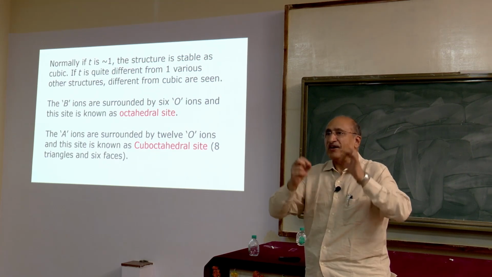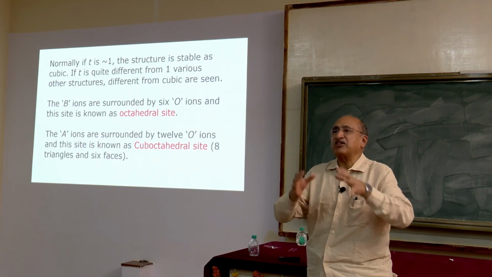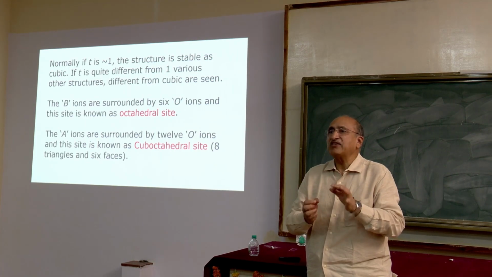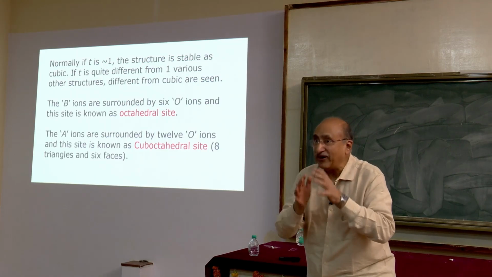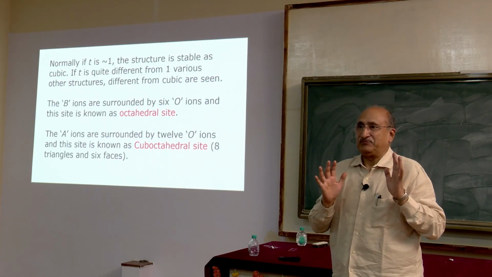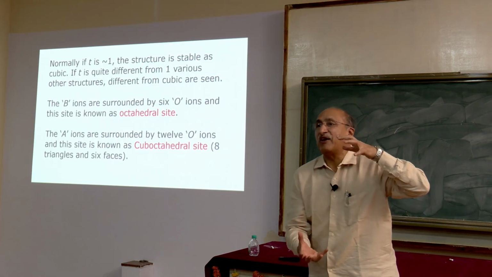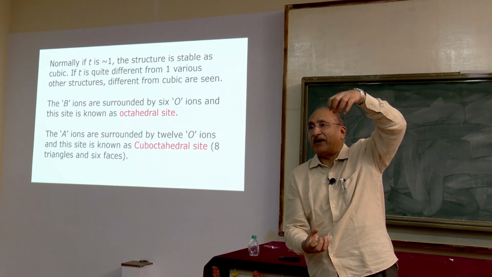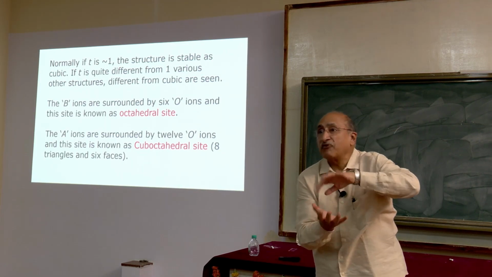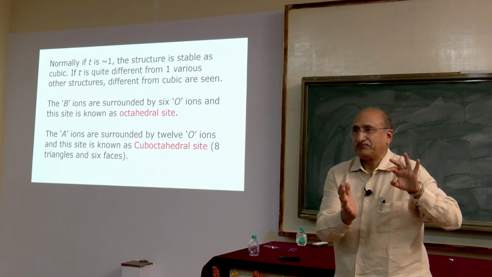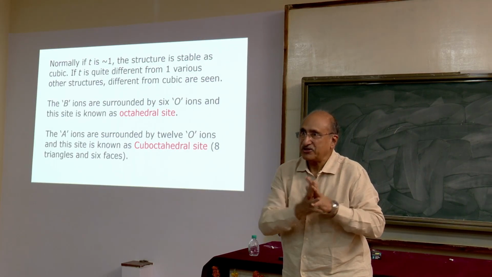Okay, if tolerance factor is 1, then packing fraction will be maximum. If tolerance factor is less than 1 or greater than 1, then packing fraction will be smaller than this, because there will be some spaces which will be left behind. One particular side may expand to accommodate a bigger ion. Okay, in that case, some of the space may get wasted. Have I answered your question?